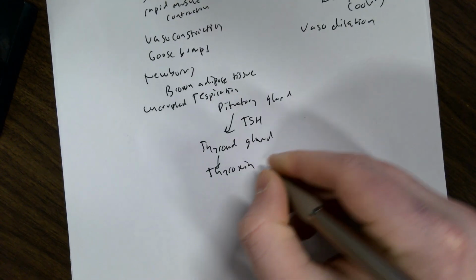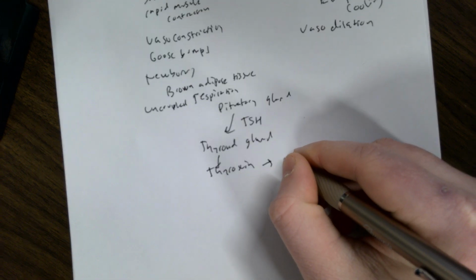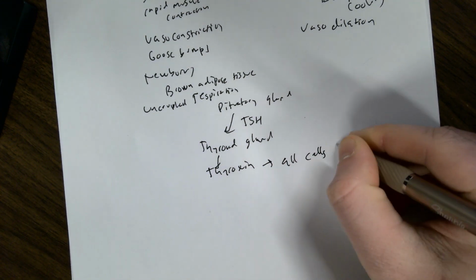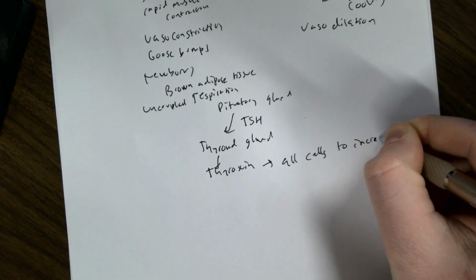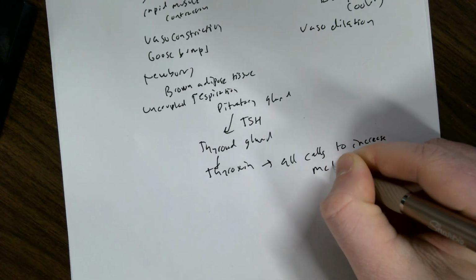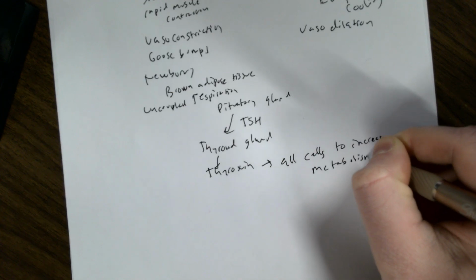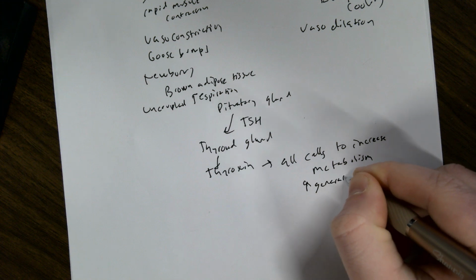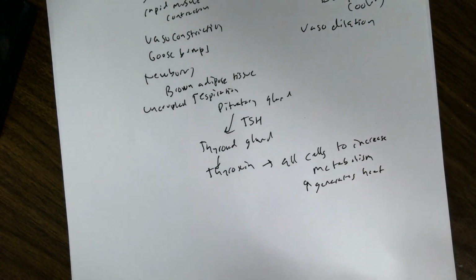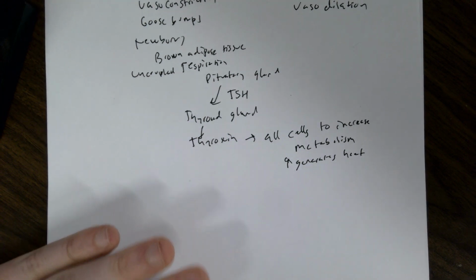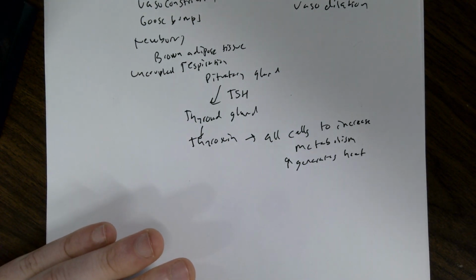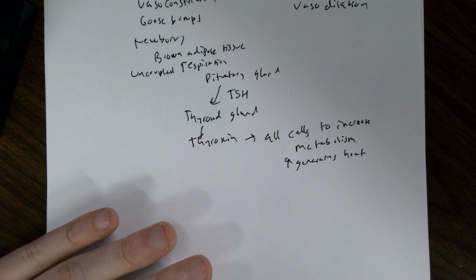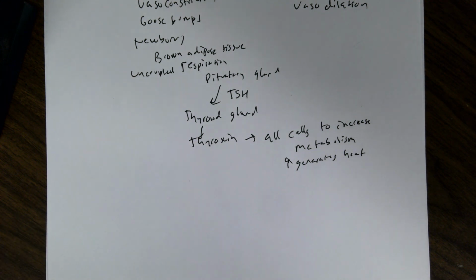And thyroxine acts on every cell in your body. It acts on all cells to increase metabolism. So it causes you to heat up because you're increasing metabolism, which then generates heat. So it's another way of raising your body temperature. So if you're cold, just make more thyroxine. Problem solved.